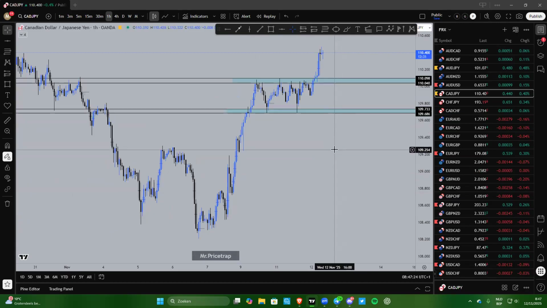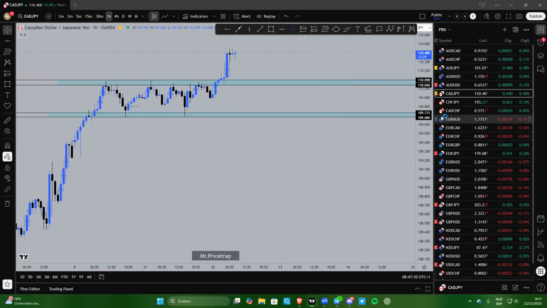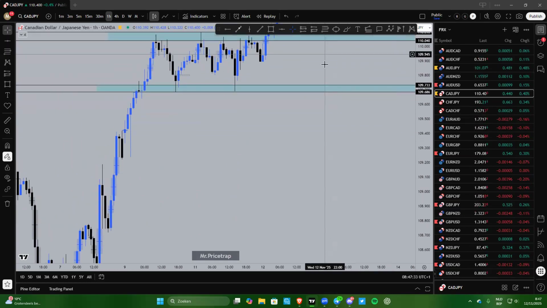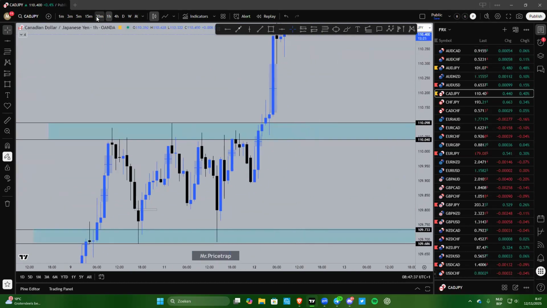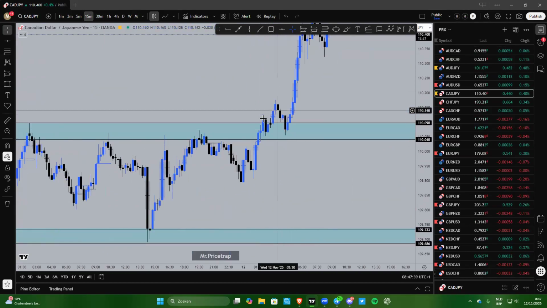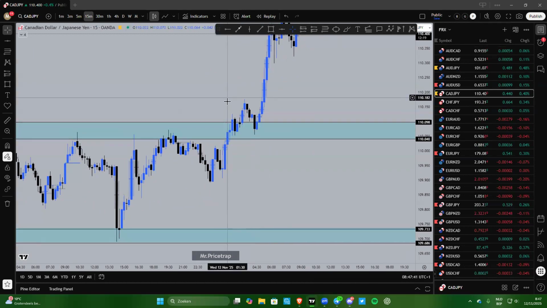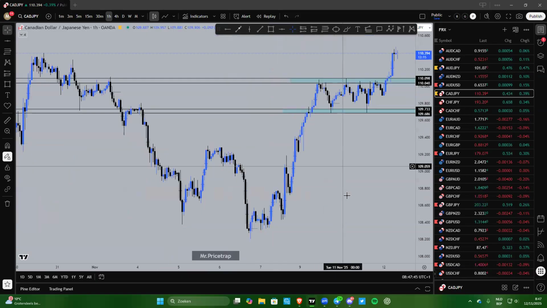AUDUSD is looking good. Canadian JPY also looking for that retest. Pay attention, this little pause here. So we see the push to the upside. You see the market pausing for a second. Or not a second, this is basically 3 hours. If you go to the lower time frame, it's more clear. Watch this zone. This is also a very, very clean zone where the market could potentially react. Okay.